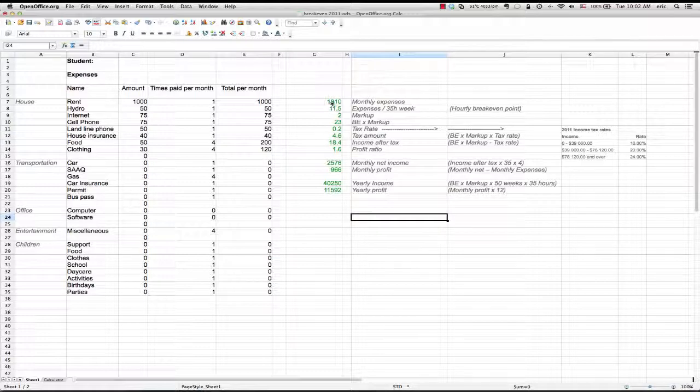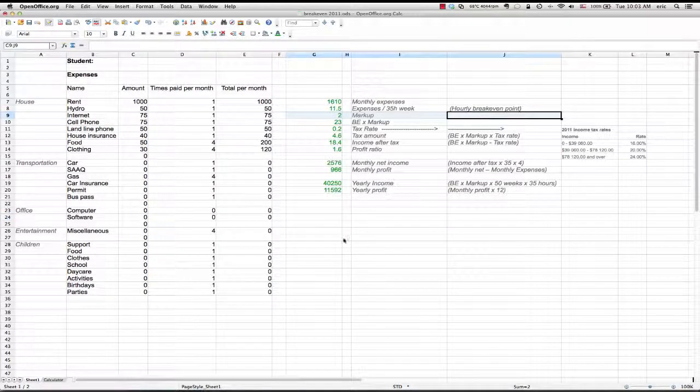Now, based on $1,610 worth of expenses, I am going to start charging people close to $23 an hour. Once again, my break-even point is $11.50, but I want to make some money. I need my profit, and therefore I can charge $23, pay my taxation, which is $4.50, and actually get $18.40 in my pocket.